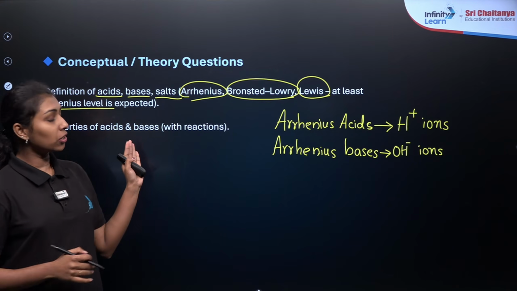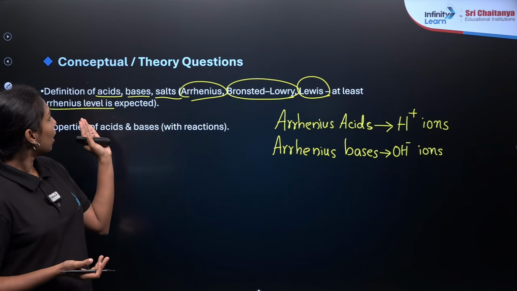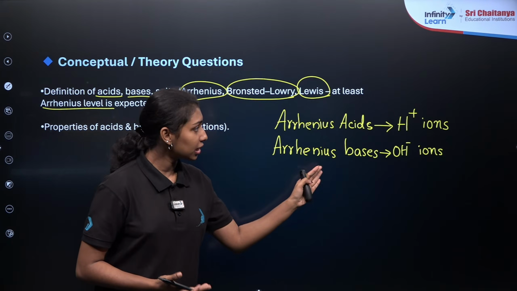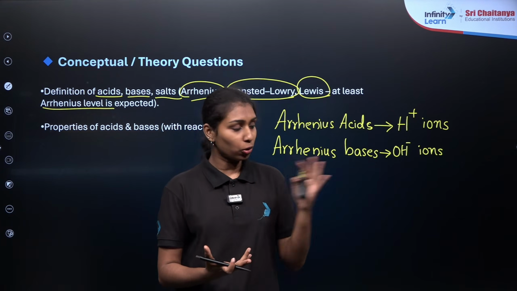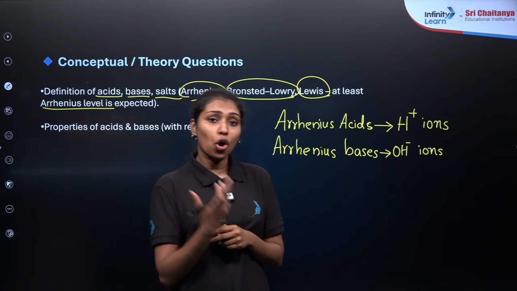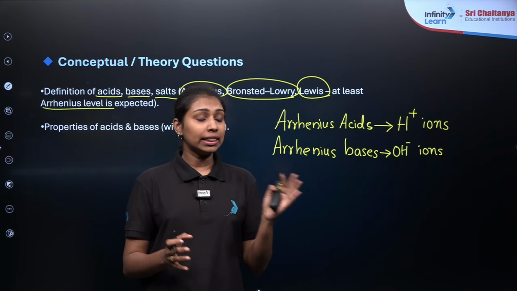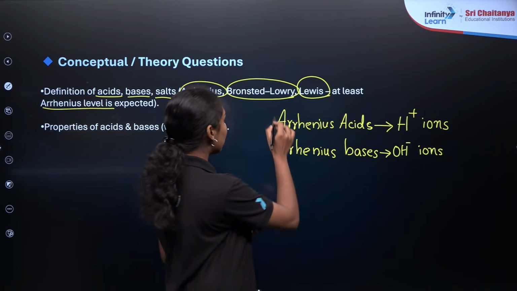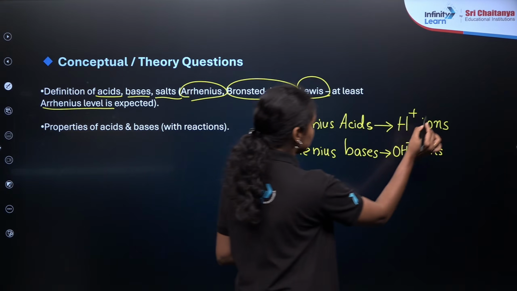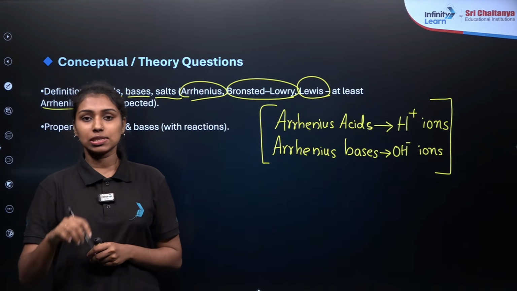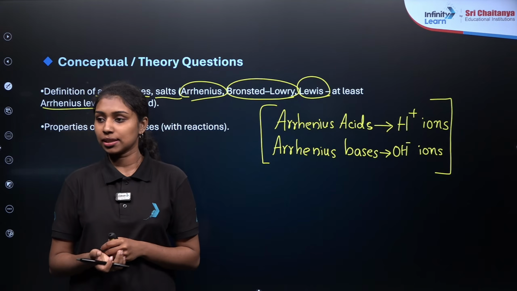So this is about the conceptual theory questions based on acids, bases and salts. We know about the Arrhenius theory, right? In water, acids provide H plus ions according to Arrhenius. Bases, whenever dissolved in water, provide OH minus ions, or hydroxyl ions, and are known as the Arrhenius bases. At least you should have a proper idea about the Arrhenius concept of acids and bases along with examples. Then what about the Bronsted-Lowry concept? How can we define acid and base?